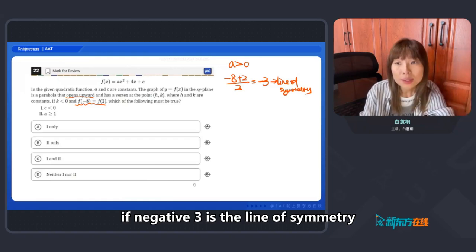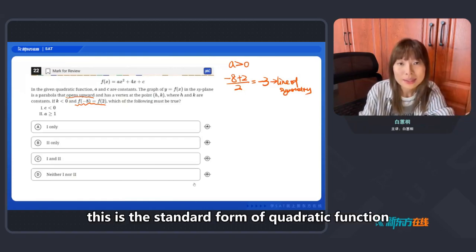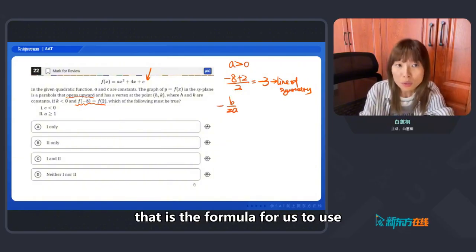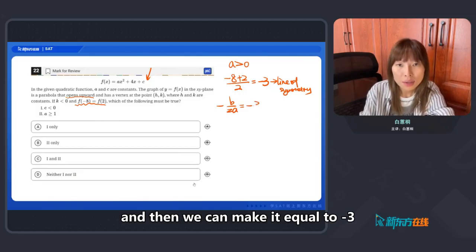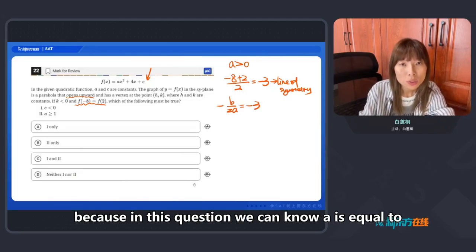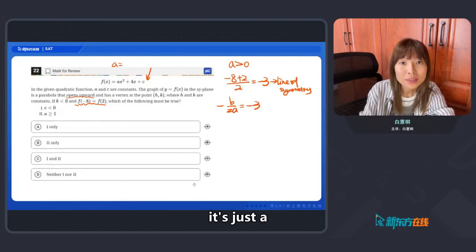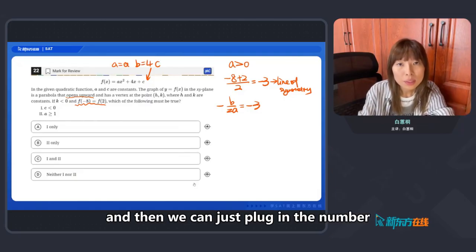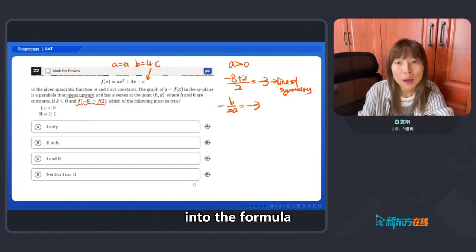If -3 is the line of symmetry, and this is the standard form of a quadratic function, then -b over 2a is the formula we use to find the line of symmetry, and we can set it equal to -3. In this question, a is just a, b is equal to 4, and c is just c, right? And then we can plug the numbers into the formula.